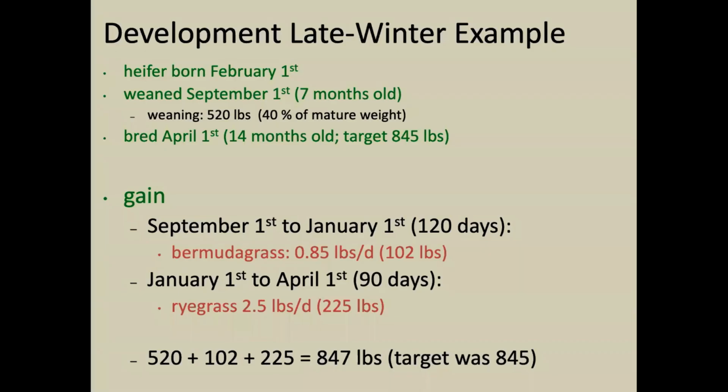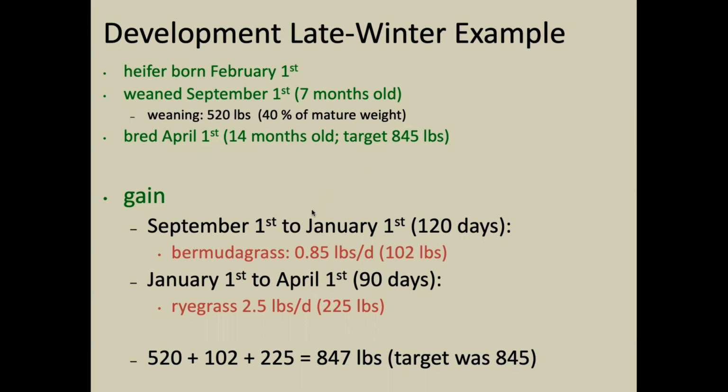So just to walk through some more specific examples here of how this may work for a potential operation. So just looking at development of a late winter born heifer here. So I just said she was born February 1st. We're gonna wean her September 1. So she's 7 months of age at weaning. Looking at that kind of lower end again of only 40% of mature body weight. So say she's weaning at 520. We need to get her bred around April 1st, weighing about 845.